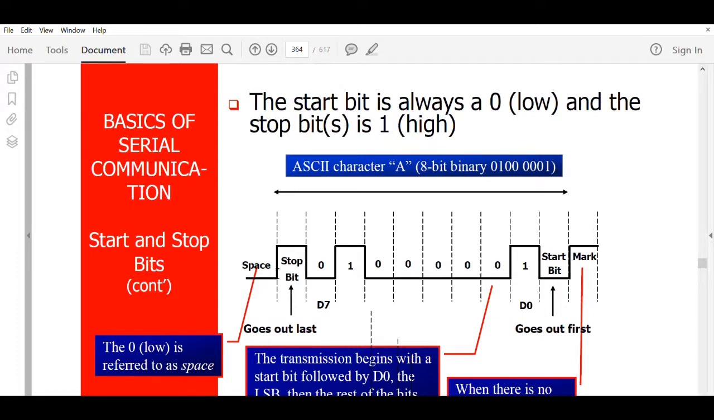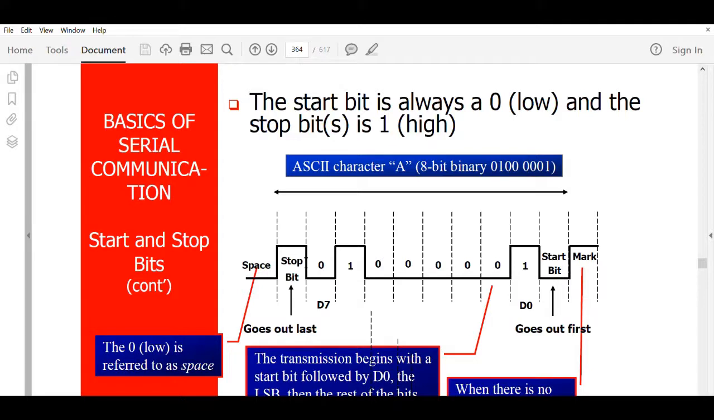You have a start bit here. This is the first bit, the start bit. Then you have D0, then the higher order bits, and finally D7. After D7, you send the stop bit, saying that the whole character has been sent out.